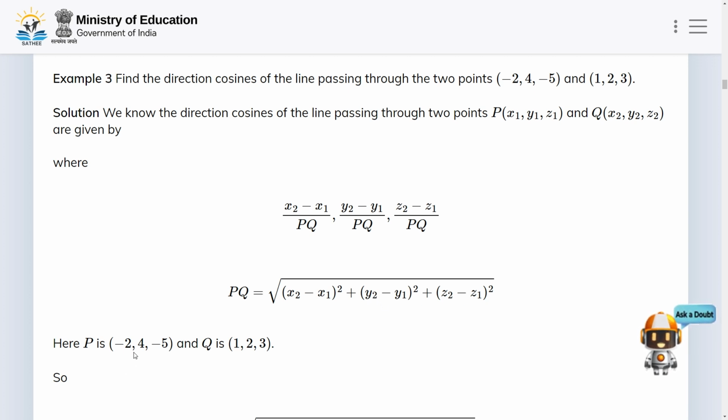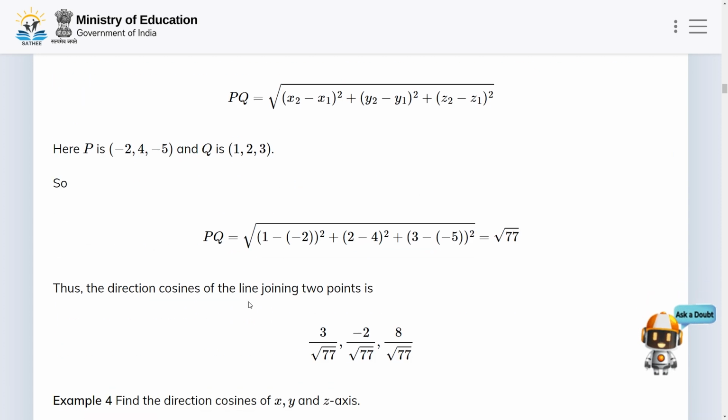Here P is this, Q is this. This means PQ, the length from P to Q, will be root 77. And the direction cosines will be 3 by root 77, minus 2 by root 77 and 8 by root 77. Okay, I hope it is clear to you. Very simple things are happening.